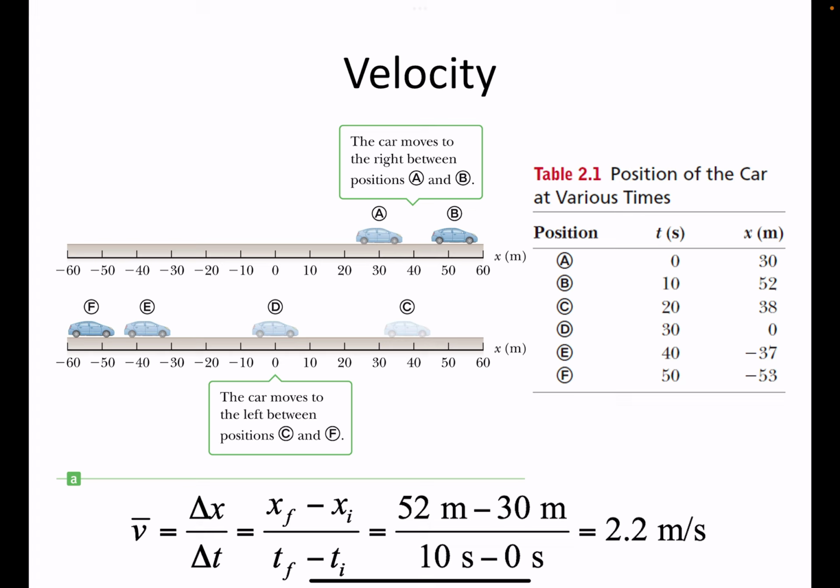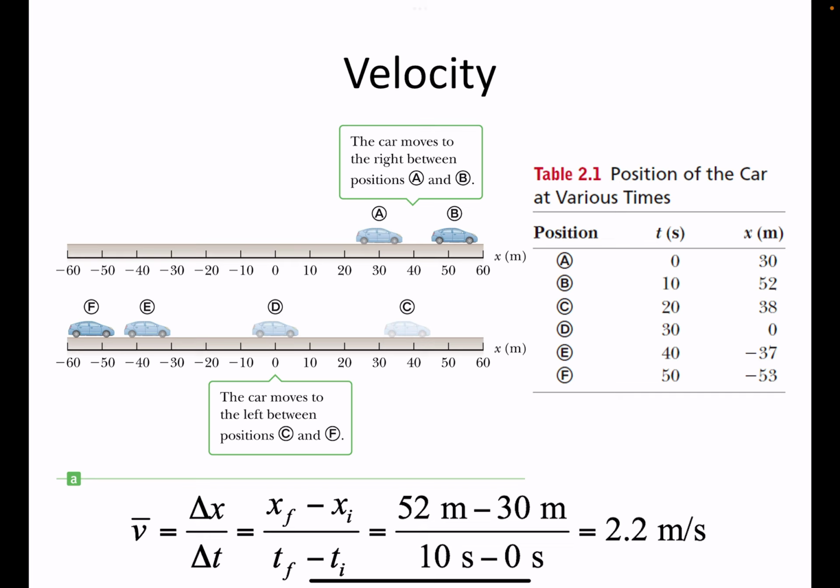The average velocity between C and F is the displacement, which is minus 91 meters, divided by the time it takes, let's say 30 seconds. Then the average velocity is going to be about negative 3 meters per second. Now keep in mind this is average velocity this time.